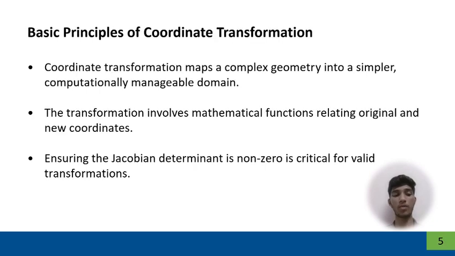Basic principles of coordinate transformation. Coordinate transformation maps a complex geometry into a simpler, computationally manageable domain. The transformation involves mathematical functions relating original and new coordinates. Ensuring the Jacobian determinant is non-zero is critical for valid transformations.